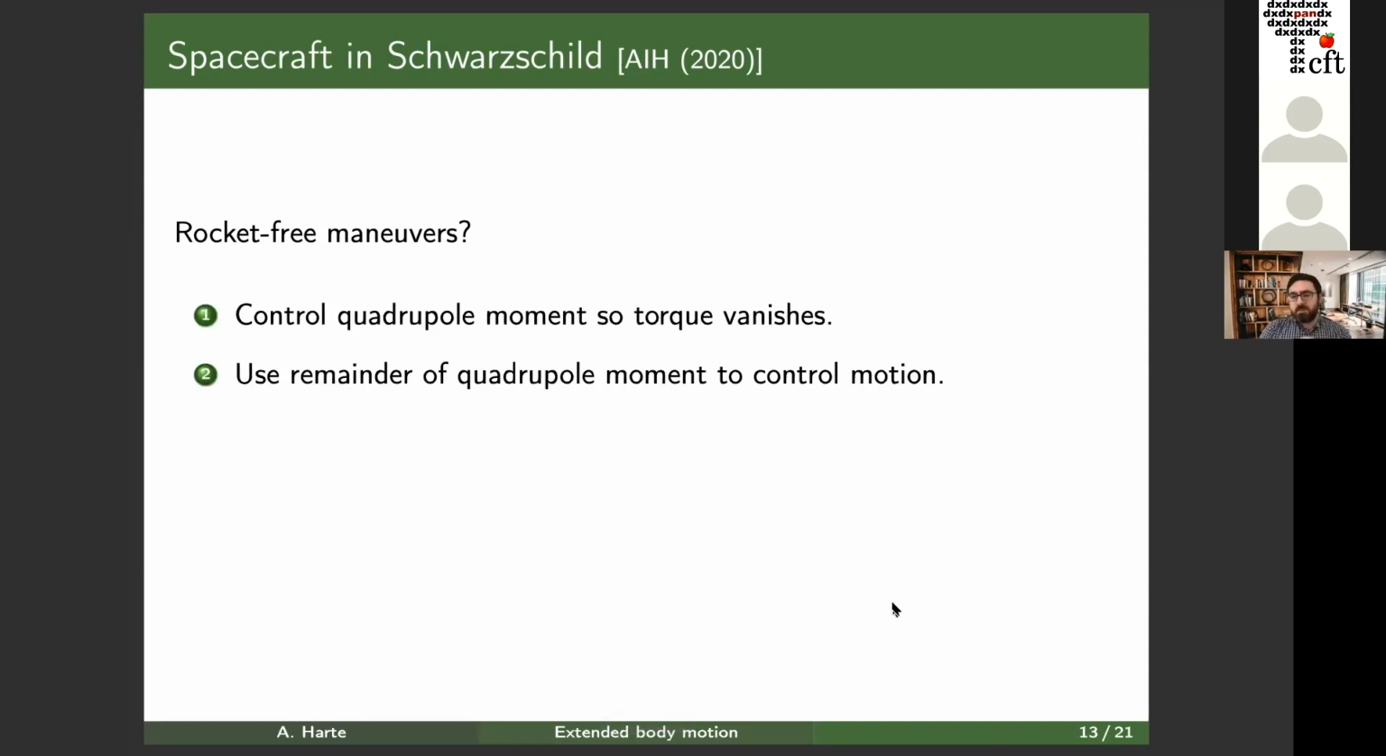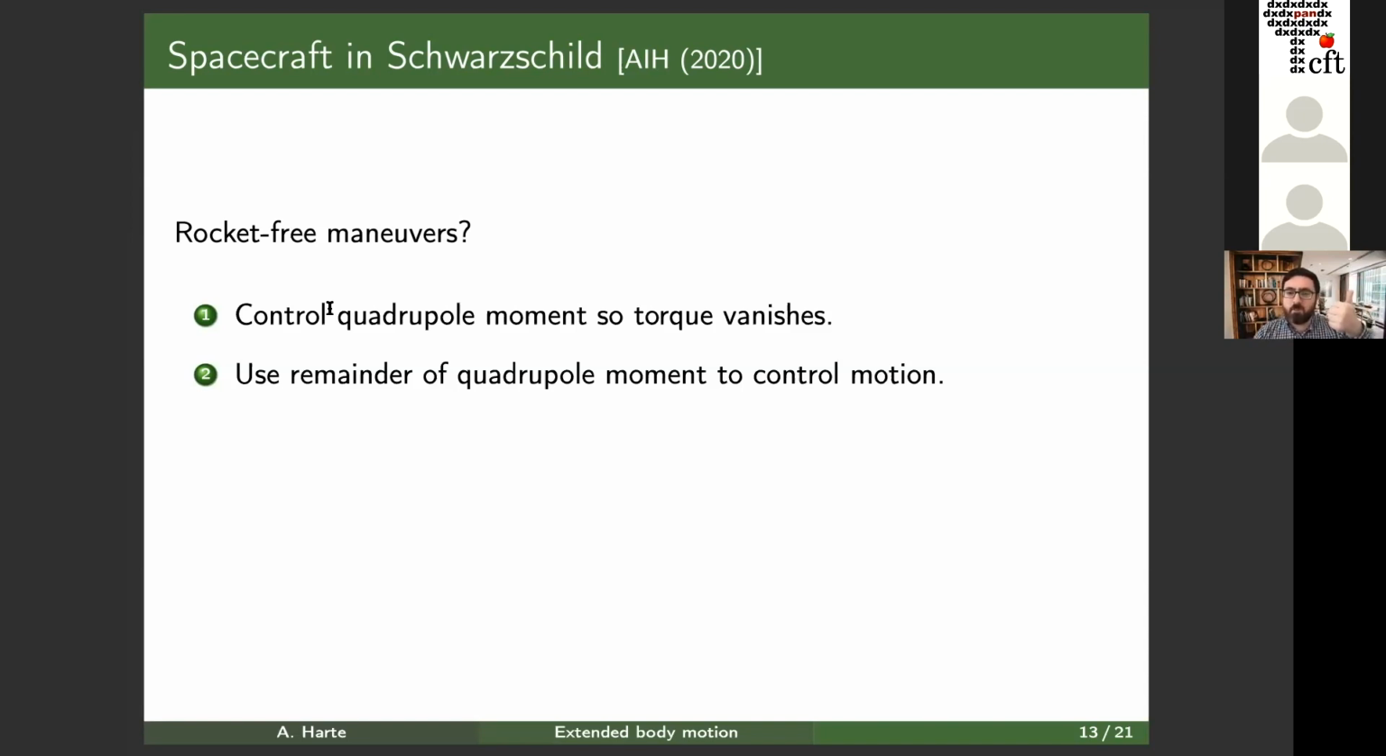And I want to specialize now. I want to say, okay, let me look at a case with no spin and no torque to make life easy. It's not only to make life easy, it's also to prevent yourself from spinning, let's say, spinning yourself to destruction. But this also makes the analysis much easier. So actively control your quadrupole moment in order to ensure that there's no torque on the body. This is not something that happens generically. You need to actively control your shape in order to do this.